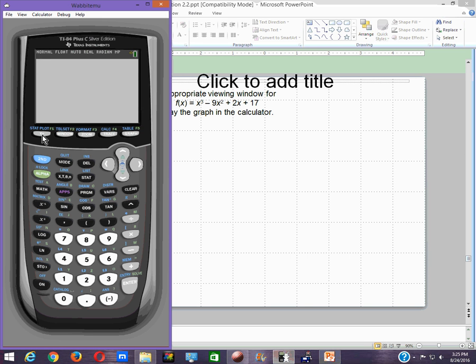Okay, let me clear out my y equals. Goodbye. Let me set my standard window. So I did zoom, choice 6. Okay, I think I'm going to keep the grid on. Okay, it doesn't look bad. So quit that. Y equals, x cubed, get out of the exponent, minus 9x squared plus 2x plus 17. And let's go ahead and graph it and see if the standard viewing window works.